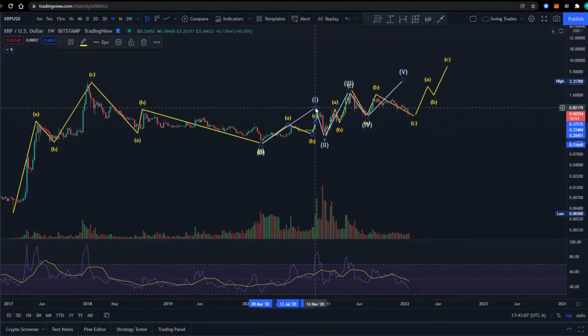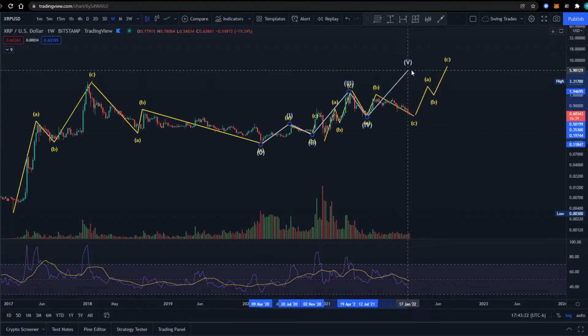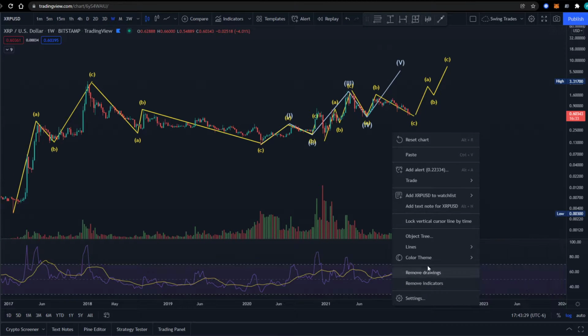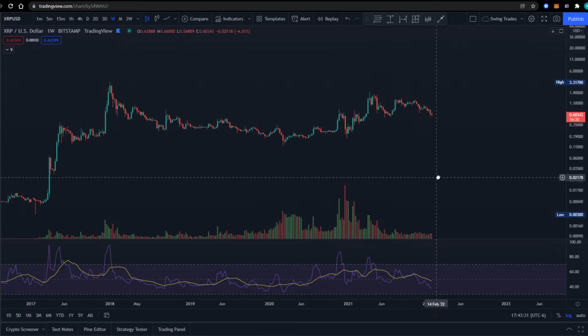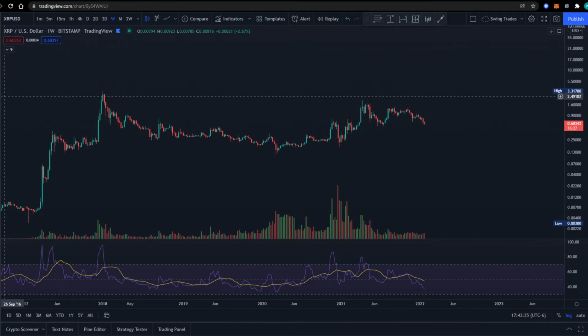Now, if this can stop getting in my way. So maybe this first impulse move came up here. We dragged down here for wave 2, then shot up to wave 3, then wave 4, and we're still looking for wave 5. However, I think all of this is wrong, because it just does not make sense.